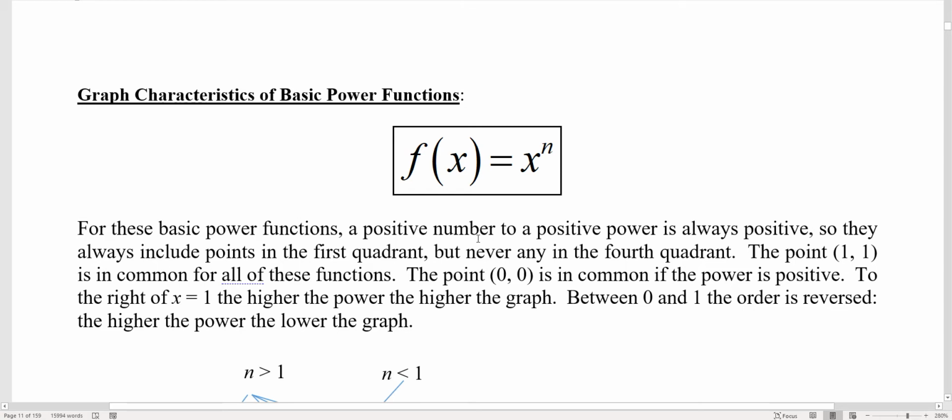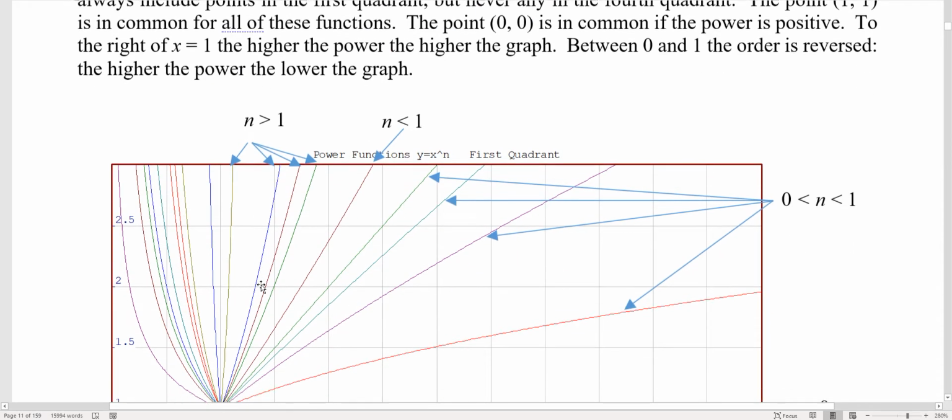For basic power functions, a positive number to any power is always positive, so they always include points in the first quadrant but never any in the fourth. 1 to any power is 1, so the point (1, 1) is in common for all these functions. 0 to any positive power is 0, so (0, 0) is a common point for all the positive powers, but if you have a negative or 0 power, 0 to that power is undefined. To the right of x equals 1, the higher the power, the higher the graph, and between 0 and 1, the order is reversed. The higher the power, the lower the graph.